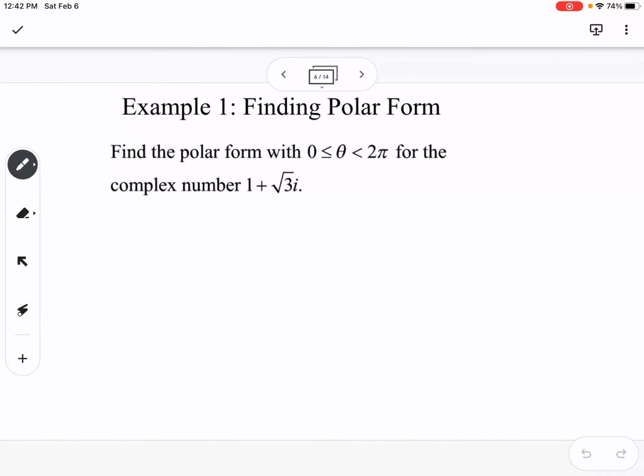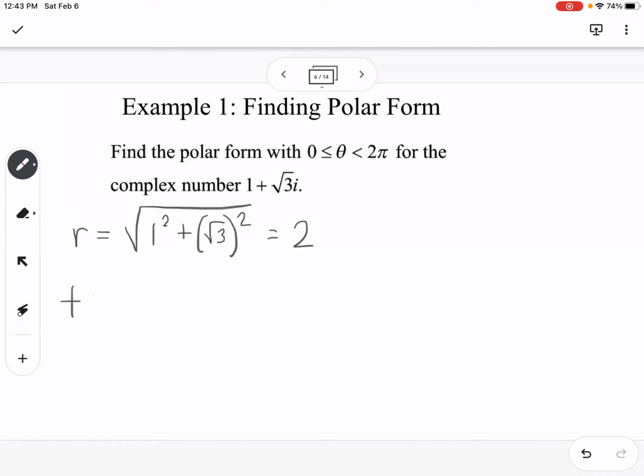Okay, so example 1: we're going to find the polar form, with theta between 0 and 2 pi, for the complex number 1 plus square root of 3 i. The first thing we need to find is r. We take the square root of 1 squared plus the square root of 3 squared, which gives us 1 plus 3, which is 4, so the square root of 4, which is 2.